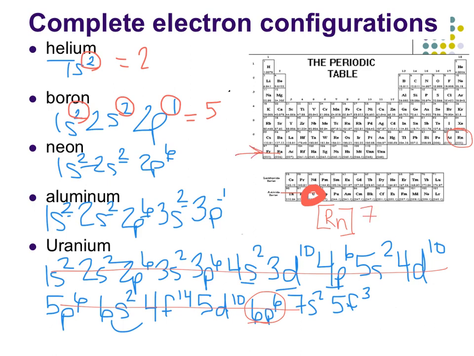So that we would write the 7s2 and the 5f3. But we can abbreviate everything up to that noble gas just by writing the noble gas in brackets. Be careful that if it asks for the complete configuration, it's asking for that gigantic thing in blue, the entire thing. But if it doesn't specify, you're more than welcome to use the abbreviated version.